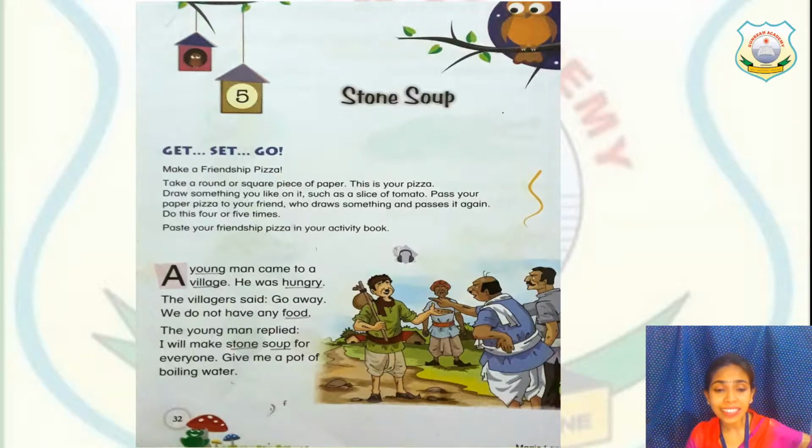So he was very hungry, and then when he asked food from the villagers, what did they say? They said, go away. Did they say go away or play with us? They said, go away, right? So anyway, the young man said, no problem. Just give me a pot, boiling water and a fire so that I can prepare a soup for all of you, right?